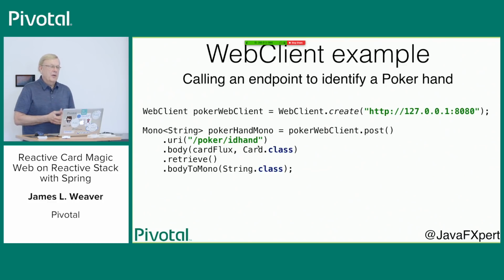And so this way, using web client, using this code, we can make a reactive call in a functional style, non-blocking, with all the back pressure, to our identify a poker hand service.